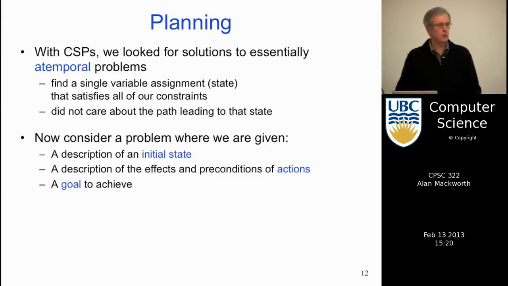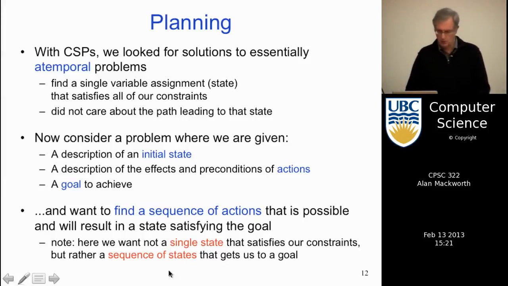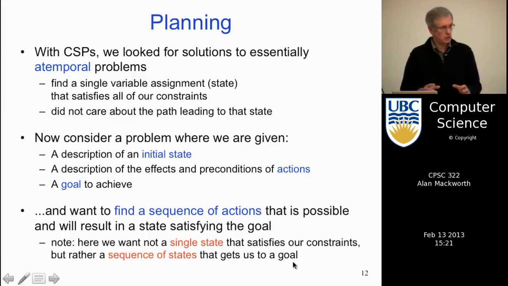We're going to look at forward search initially. So we want to find a sequence of actions that's possible and will result in a state satisfying the goal. Okay? So again, unlike the CSPs, we're just interested in a single state. You want a sequence of states that gets us to a goal, but these states will have structure. They'll be described.